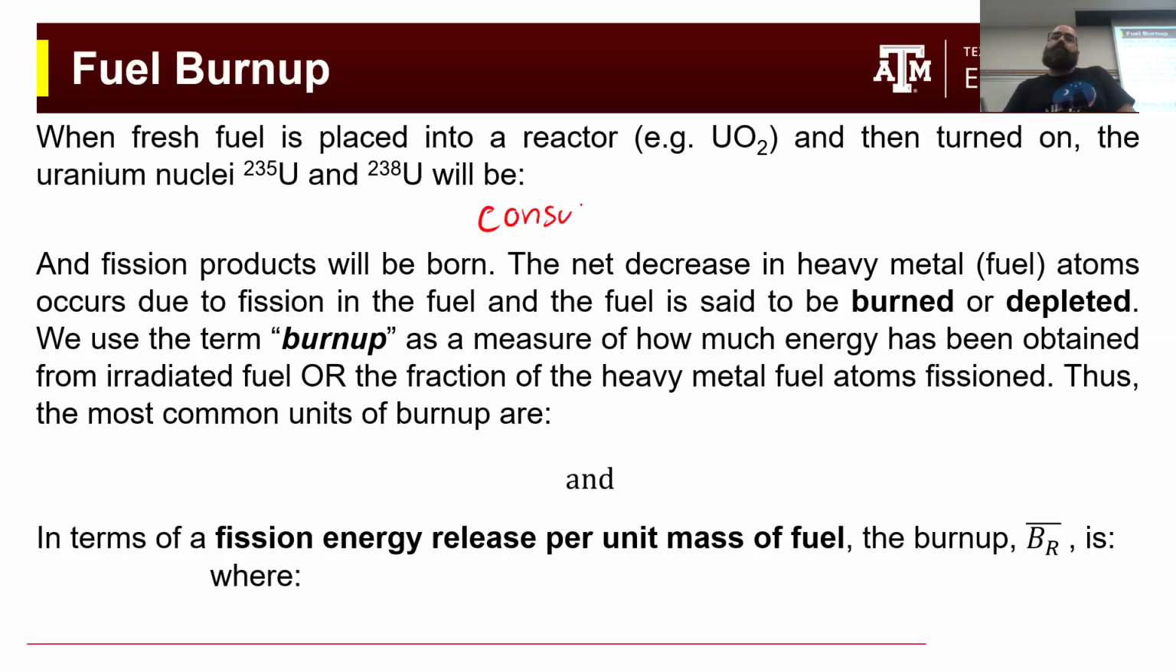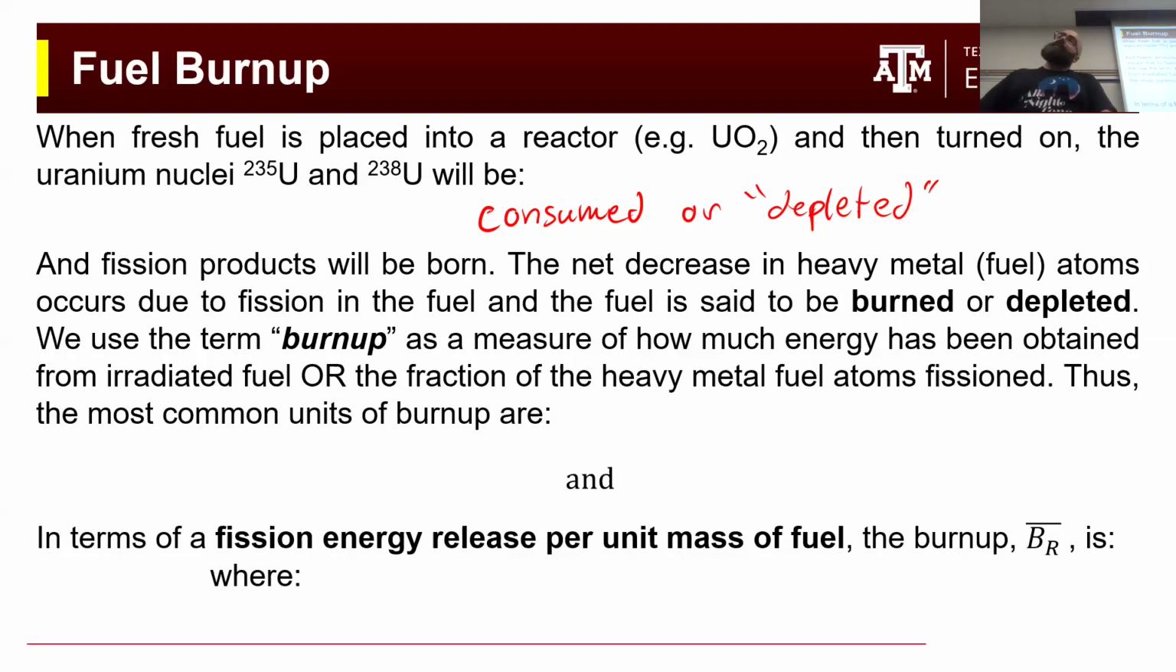The fuel is consumed. You could say it gets consumed, or you could say it gets depleted. And as the fuel gets used up, fission products get born. So if you were to imagine the number of uranium-235 nuclei that you have at time 0 when you turn the reactor on, that reactor might have a fission rate of 10 to the 10 fissions per second. That means every fission is using up a fuel atom, so you would have 10 to the 10 atoms of uranium being used up every second.